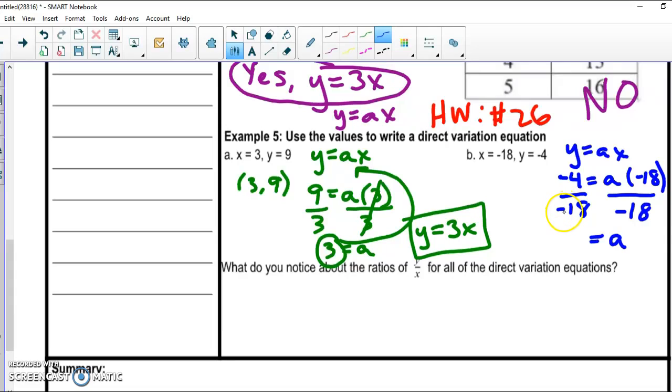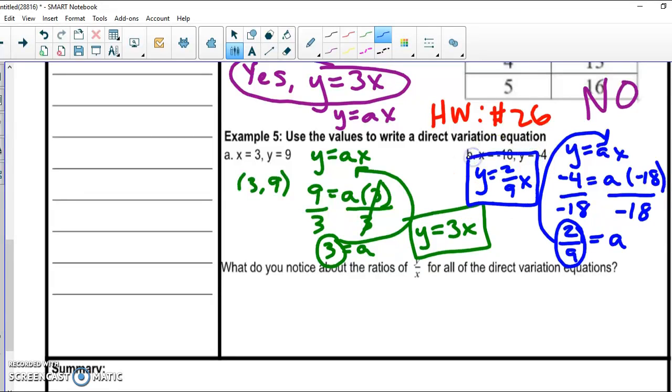Negative divided by negative makes a positive. 4 divided by 18 is 4/18, which I'm going to reduce to 2/9. So now I found my letter A, my constant of variation. So I take this and I substitute it back into my equation. And now I can write my new equation, which is y equals 2/9 x. And now I have a direct variation equation in the y equals ax form. And now I can substitute any other coordinates in there.